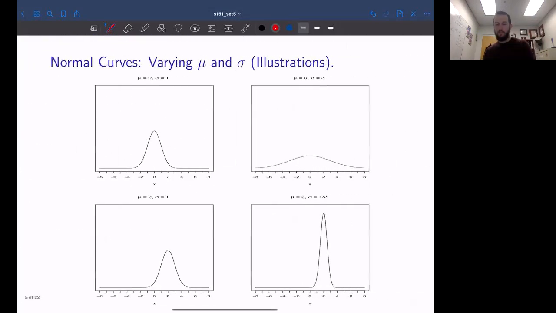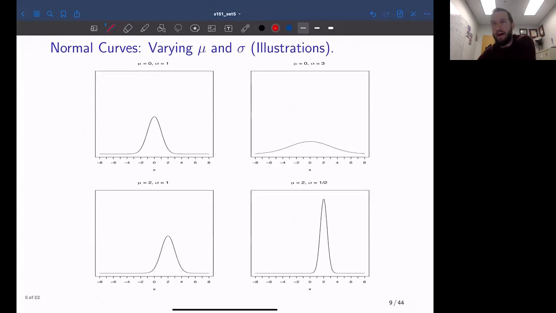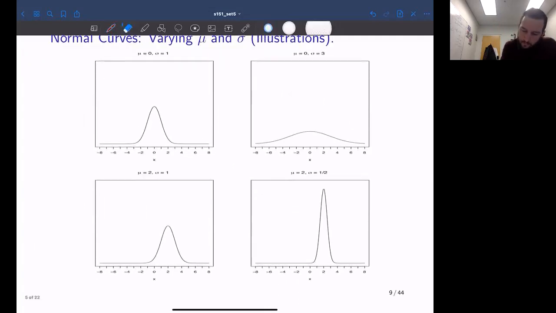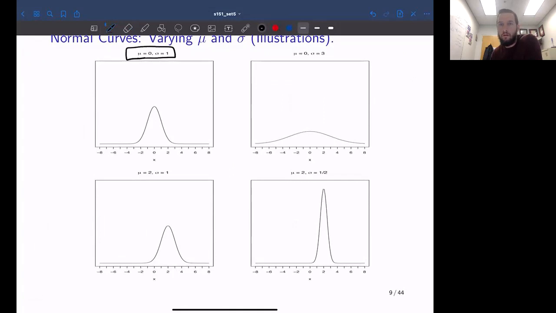Okay. For example, on slide 9, I have 4 different normal curves, okay? The first normal curve has a parameter set mu equals 0, sigma equals 1, all right? So that means that this curve has a mean of 0. So you can see that the curve is centered at the mean. So mu always describes the middle or where the peak of the normal curve is located.